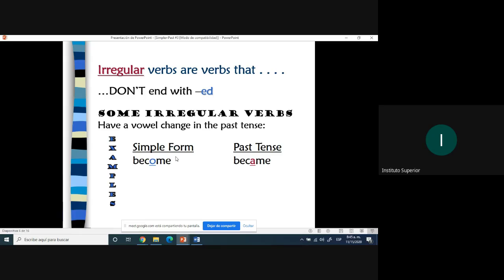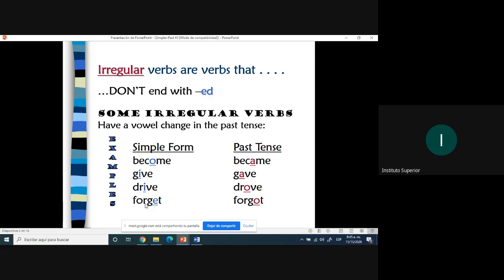Yes, the first one says become. The past tense will be, help me out, will be? Became. Very good. So there's just one change, a vowel change. Now the other one will be give. And the past will be gave. Very good. The other one will be drive. And the past will be drove. Very good. That's another common mistake, drive.